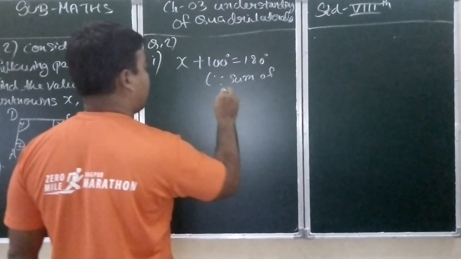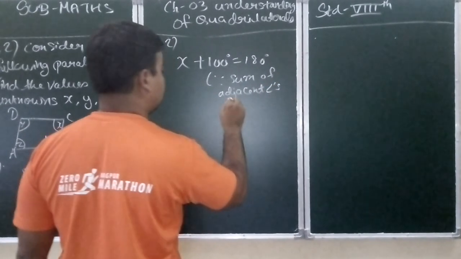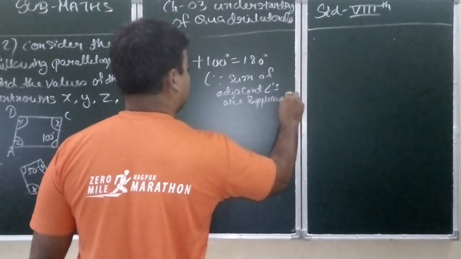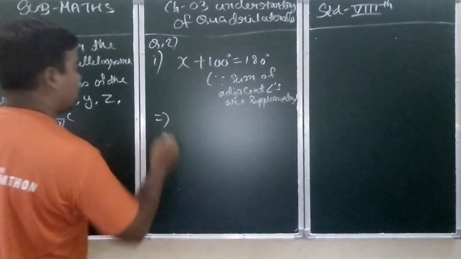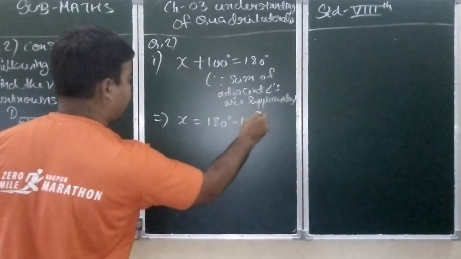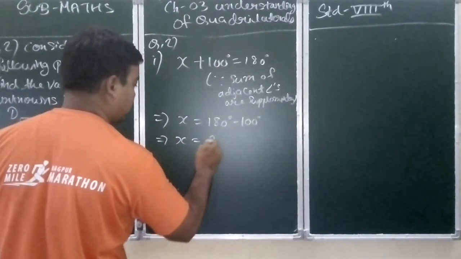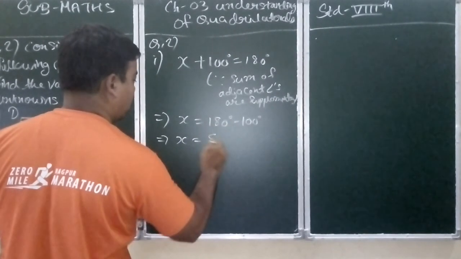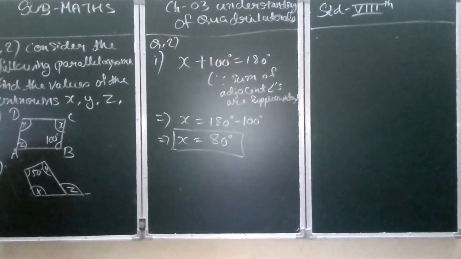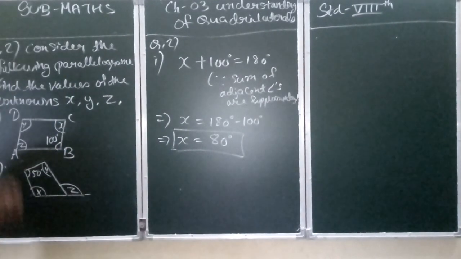The sum of adjacent angles is supplementary. x is equal to 180 degrees minus 100 degrees, which is 80 degrees. So x is equal to 80 degrees.